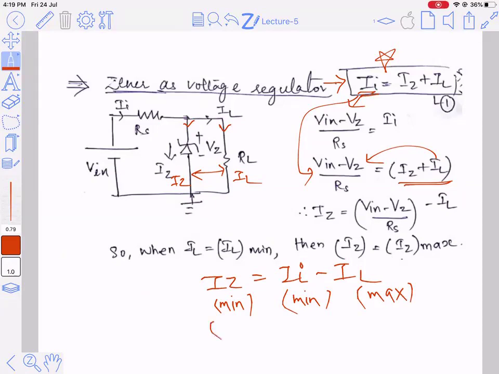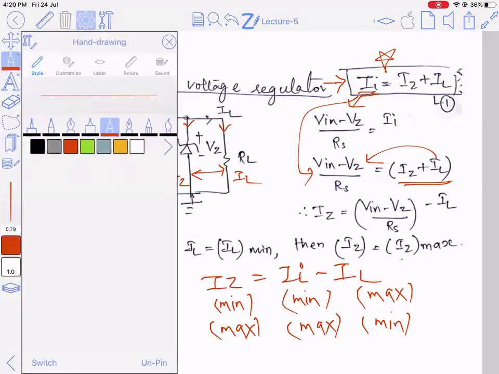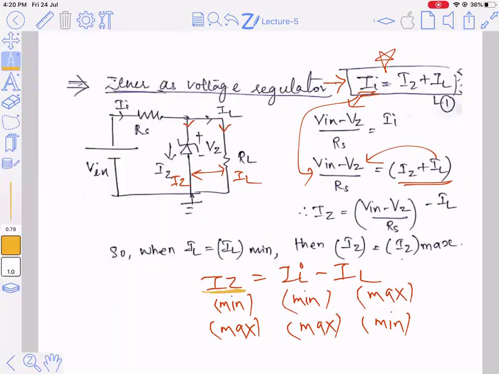If I want Iz to be maximum, then IL needs to be the least, and II should be max. So these two, Iz and II, are going hand in hand: minimum, minimum, max, max. Whereas Iz and IL oppose each other. When this is min, this is max. When this is max, this is min. Is this clear?